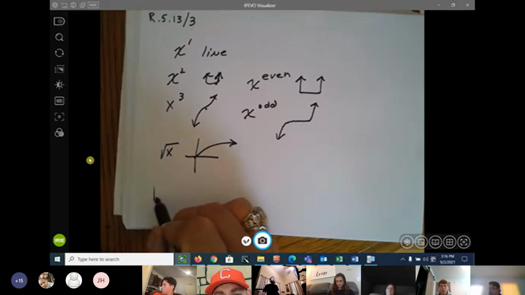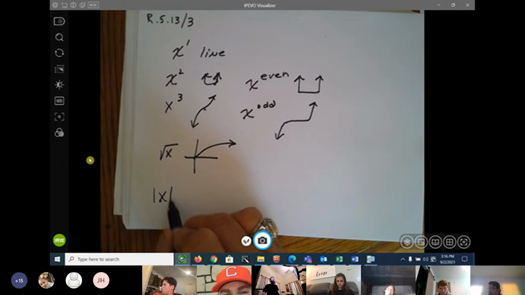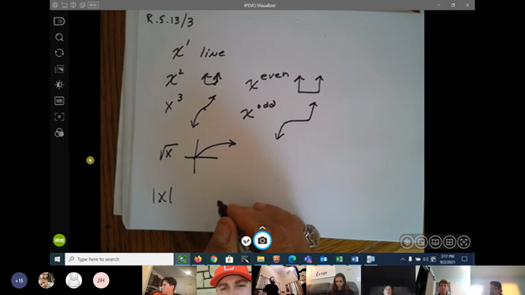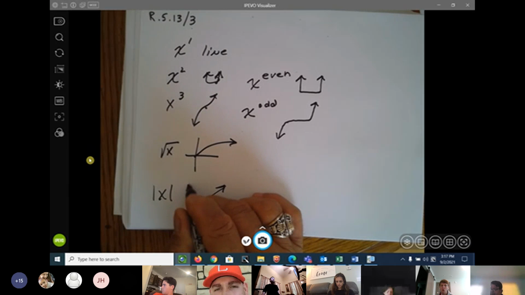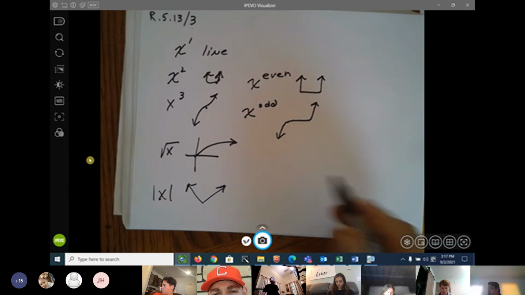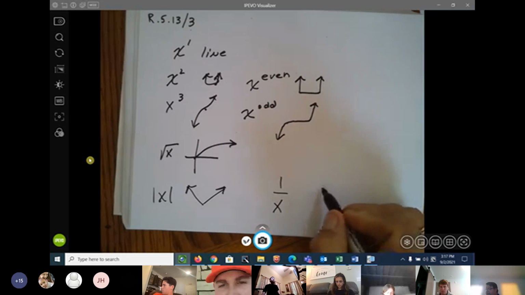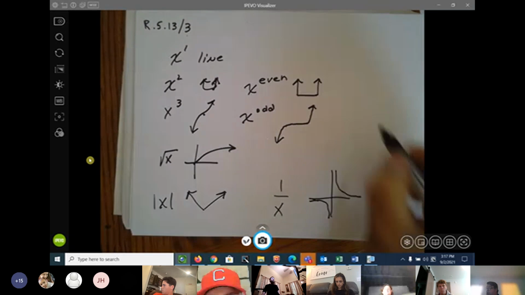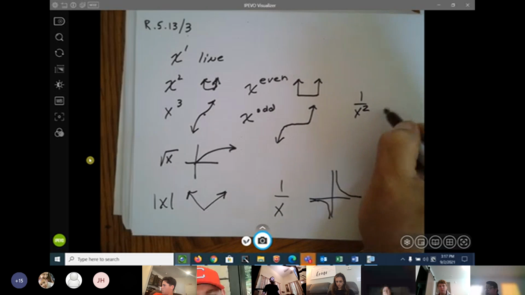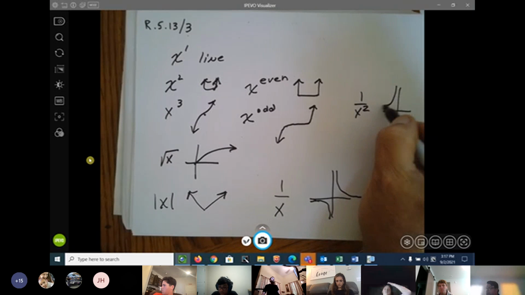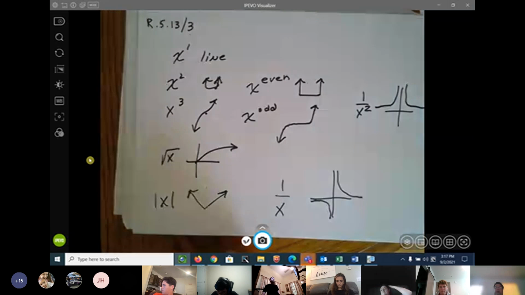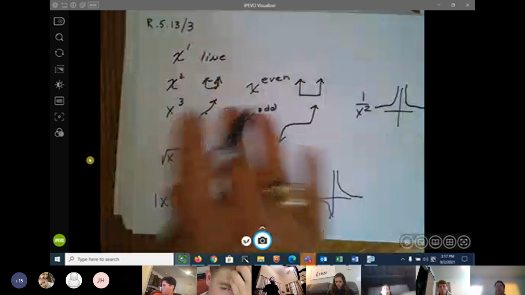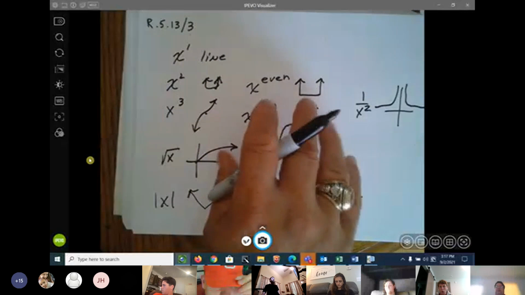Absolute value. This one's easy to remember. Absolute value, absolute vodka. Value and vodka, V. 1 over X looks like half a volcano. 1 over X squared, a full volcano. And so on. This, you should all know. This should be like second nature to you.